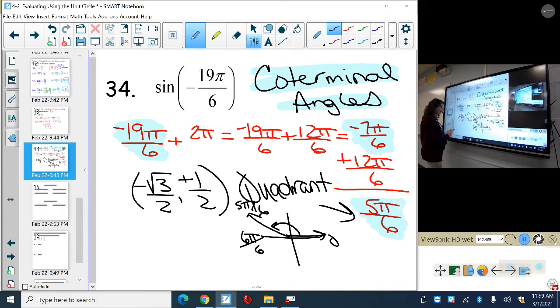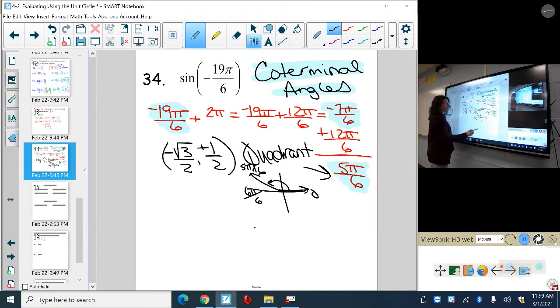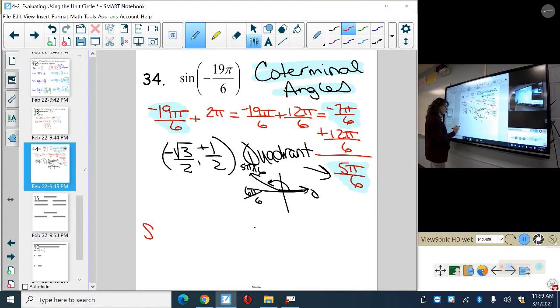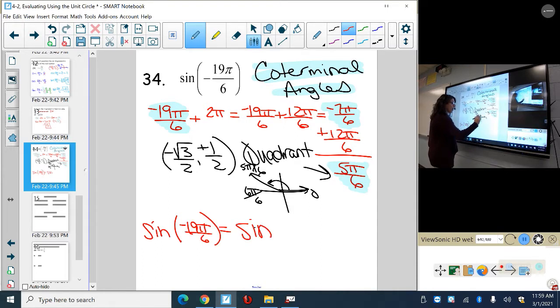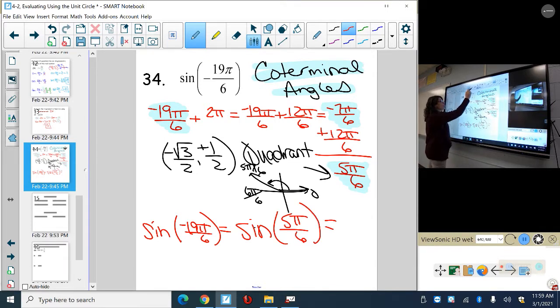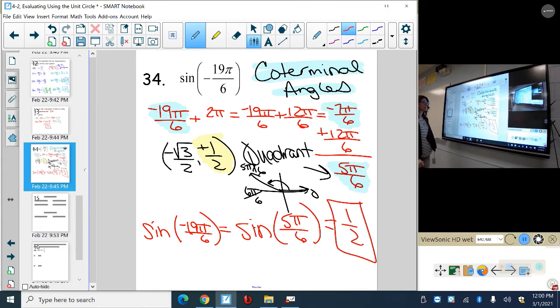So if I want the sine of that, let me extend this. If I want the sine of negative 19 pi over 6, that is the same thing as the sine of 5 pi over 6. And that value is going to be the y coordinate of that ordered pair, which is going to be 1/2. Okay?